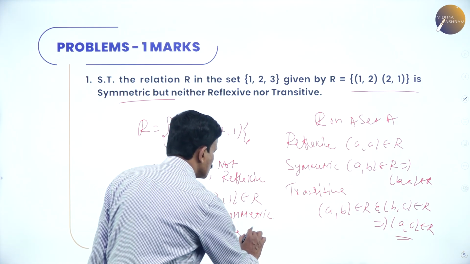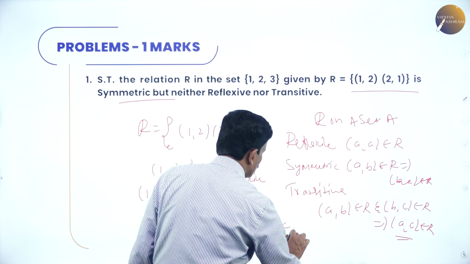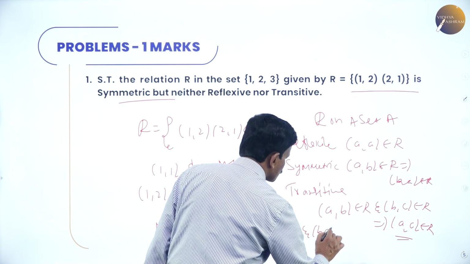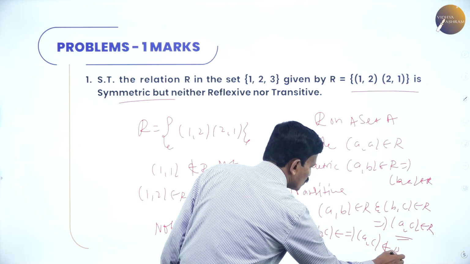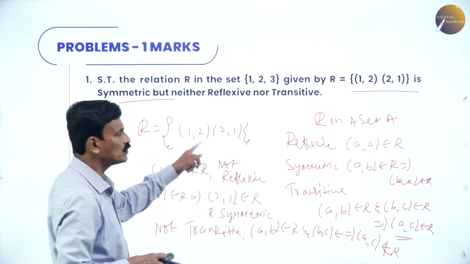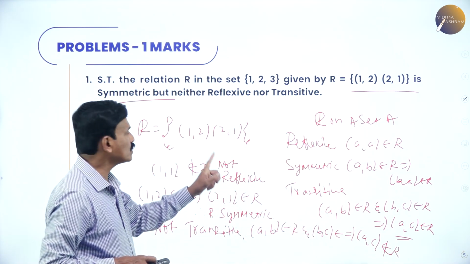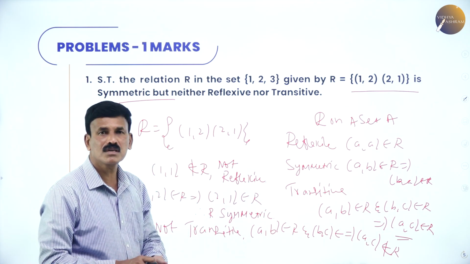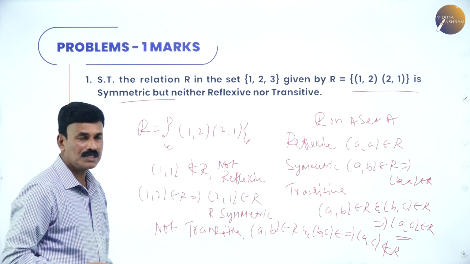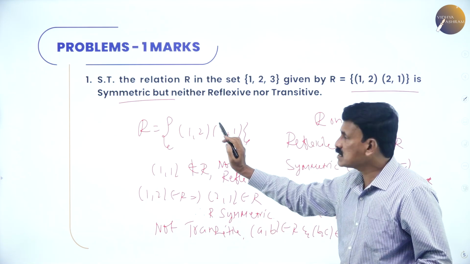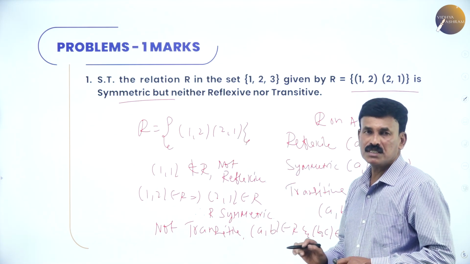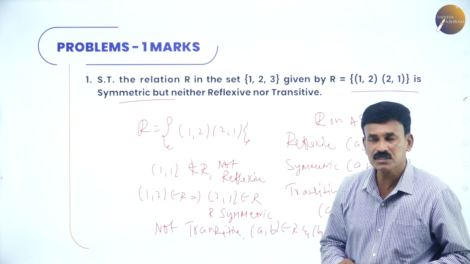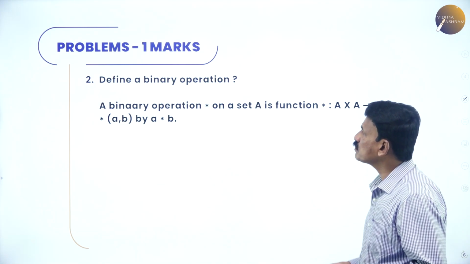Transitive means if (a, b) belongs to R and (b, c) belongs to R implies (a, c) belongs to R. Here, (1, 2) belongs to R and (2, 1) belongs to R, but (1, 1) does not belong to R. Therefore this is not transitive. Hence the given relation is only symmetric, but neither reflexive nor transitive. Now move on to the next problem.